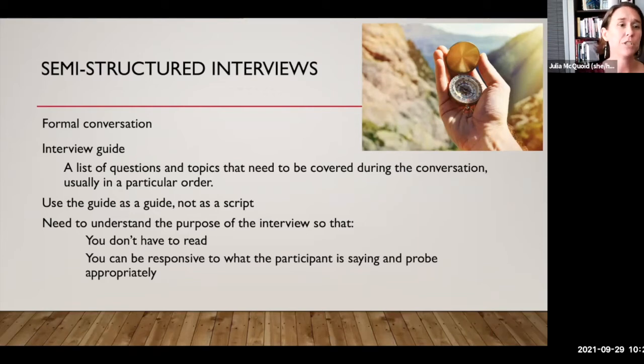In order to do that effectively, it's super important that you understand the purpose of the interview and that you're super familiar with the interview guide, so that you don't have to engage with the participant and then suddenly look down, read the next question, come back to them, look down, read the next question. It really breaks up the flow and the rapport if you do that. Also, you can be appropriately responsive to what the participant is saying in the moment, on the fly, and probe appropriately. We'll talk about what probing means and a few key strategies for probing in a minute.